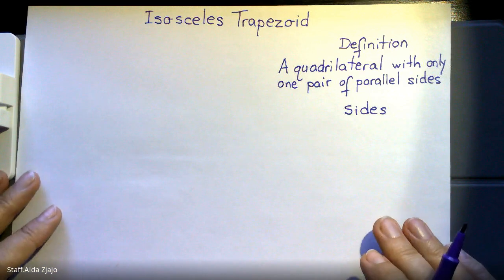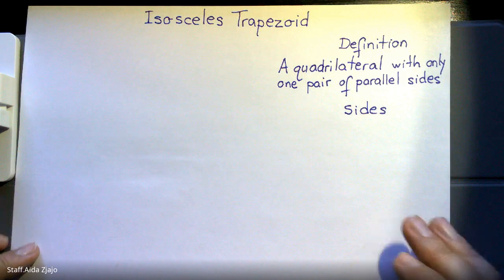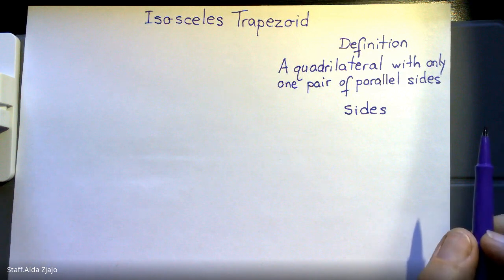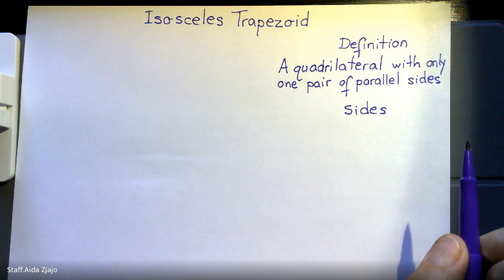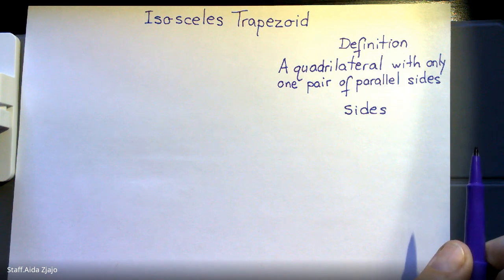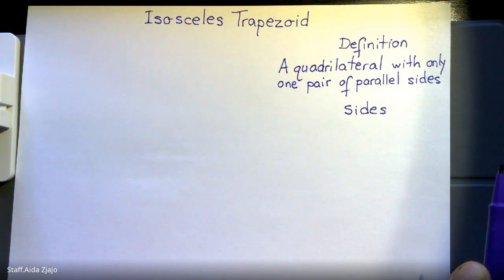Today we're going to talk about the isosceles trapezoid. An isosceles trapezoid has specific properties. It's a quadrilateral with only one pair of parallel sides. But also, an isosceles trapezoid has legs that are the same, and two parallel sides.